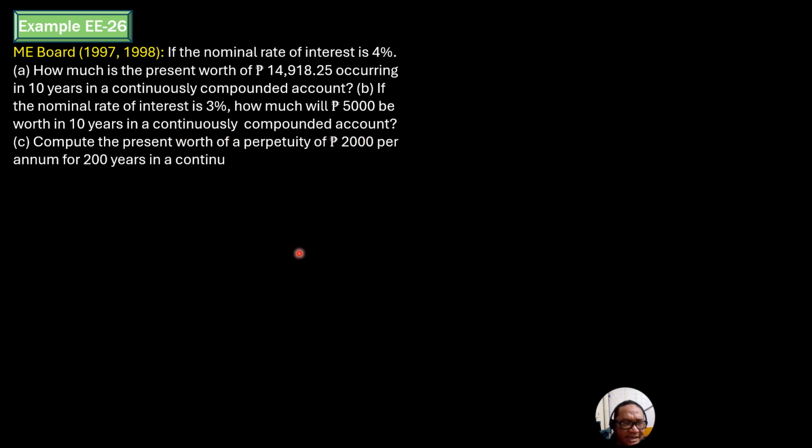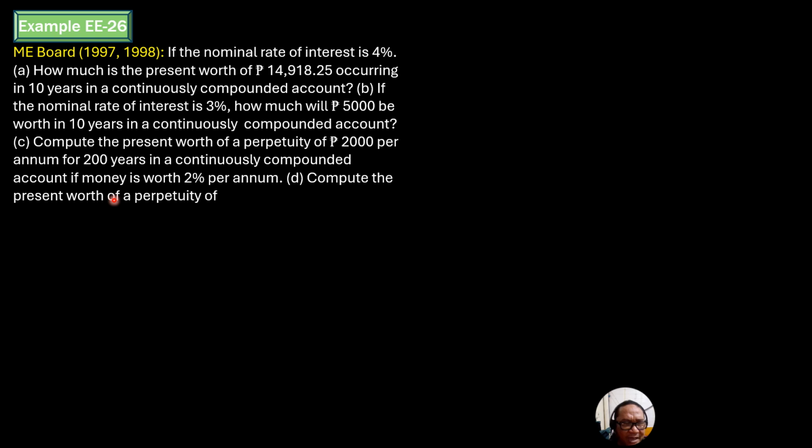Compounded continuously case. Then compute the present worth of a perpetuity of 2,000 pesos per annum for 200 years in a continuously compounded account if money is worth 2% per annum. And letter D, compute the present worth of a perpetuity of 2,000 pesos per annum at 2% nominal rate of interest. So all these are continuous compounding cases. So for A, future worth equals formula A, quantity e to the ry minus 1 over e to the r minus 1. If you can recall, this is single payment, so F equals Pe^(ry).